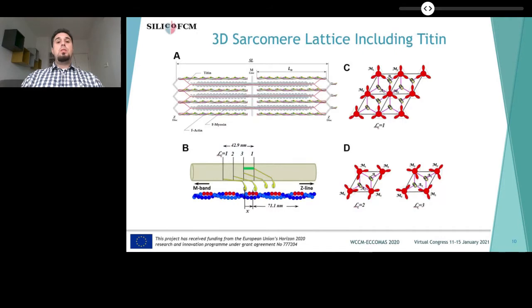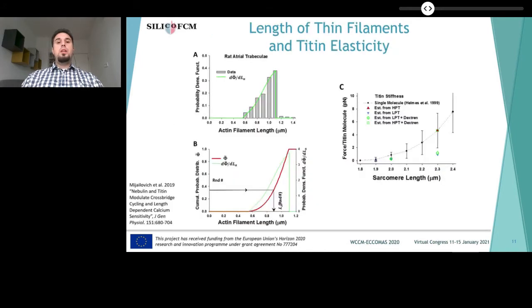Musico simulations contain complete lattice with myosin, actin, and titin, shown in panel A. 3D lattice in axial direction is typically used in all available models, while in Musico we account for myosin interaction with actin in 3 dimensions, shown in panels C and D. This is because myosin crowns are shifted by 40 degrees, so some are aligned and some are not with actin filaments. We also included variable length of thin filaments in our simulations.